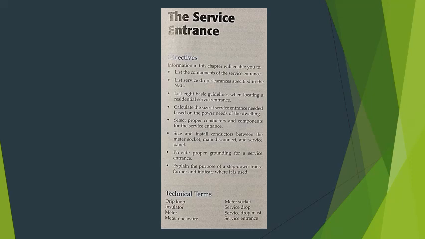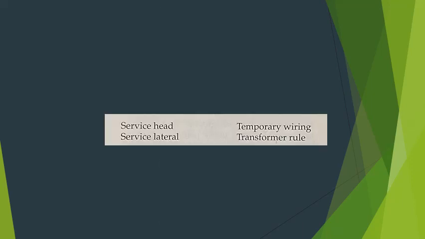used. Some of the technical terms that you should look for when going through this chapter are drip loop, insulator, meter enclosure, meter socket, service drop mast, service entrance, service head, service lateral, temporary wiring, and transformer rule.